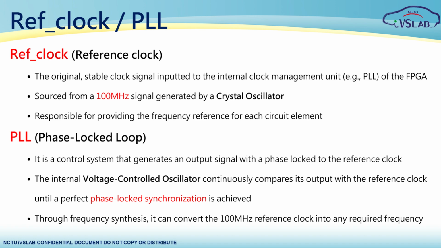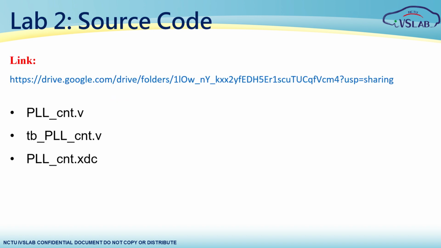Inside the PLL, there is a voltage-controlled oscillator, or VCO. This oscillator continuously adjusts and calibrates its own output frequency until it achieves a perfect phase lock with the reference clock. This closed-loop tracking guarantees that the generated clocks are exceptionally stable, protecting our design from unwanted timing drift or jitter. You can download the required source code examples for this course from the link provided.